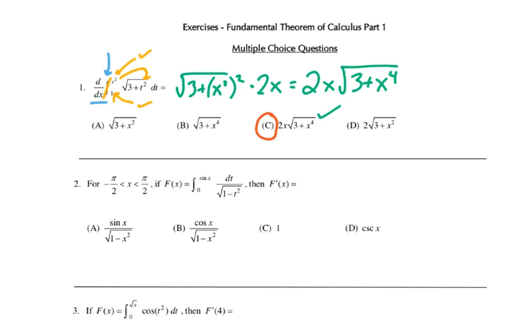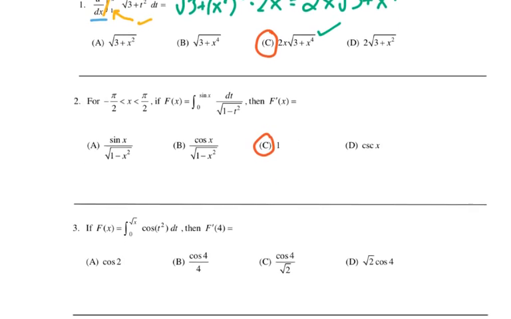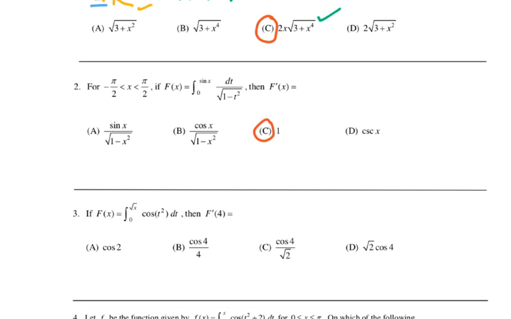Number 2. The answer for number 2 should also be C. This one's an interesting one. Let's check it out. For number 2, they give you this range here in the front, which is not super important right now, so we can skip over that. But again, you're given a function which is an integral, and it's asking for the derivative.